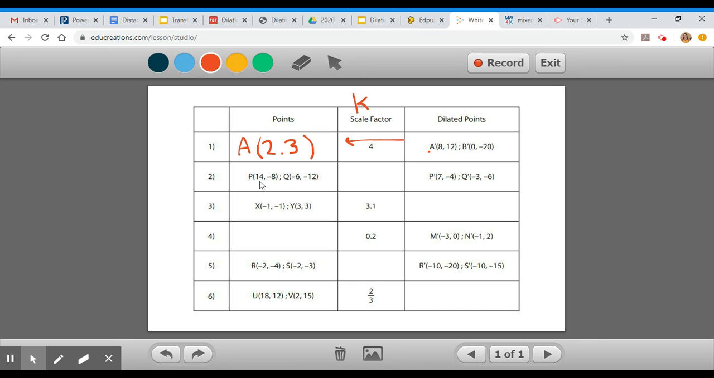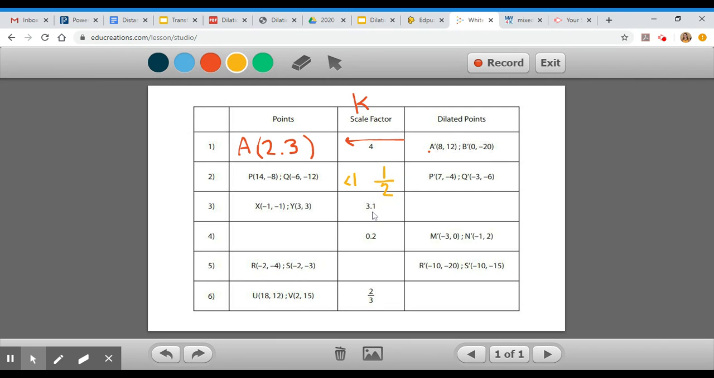On the next problem, I have the original coordinates, P and Q. I don't know the scale factor, but I know the image is at P prime and Q prime. The first thing I'd want to notice is that the numbers get smaller. So one thing we learned from the video, that means my scale factor is going to be less than 1. Here, 14 divided by 2 is 7, so I would want to think about that as a fraction. My scale factor is going to be 1/2. Another way of saying to divide by 2.